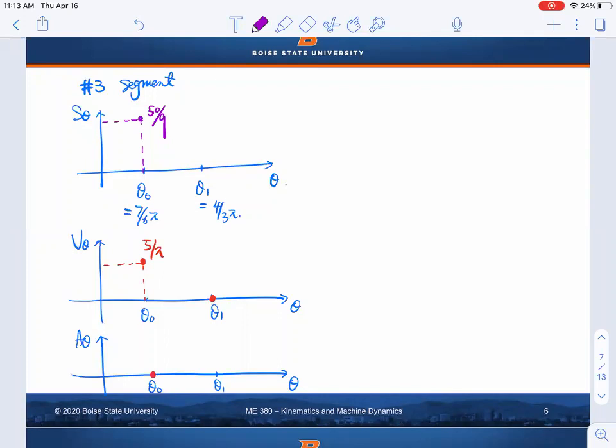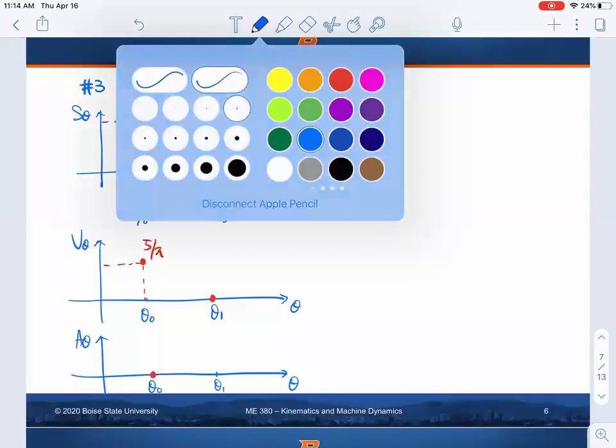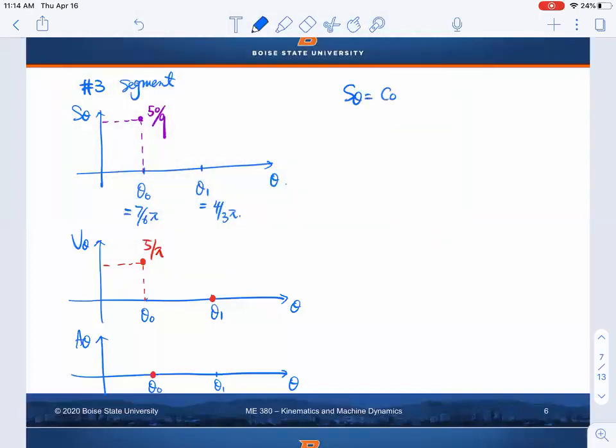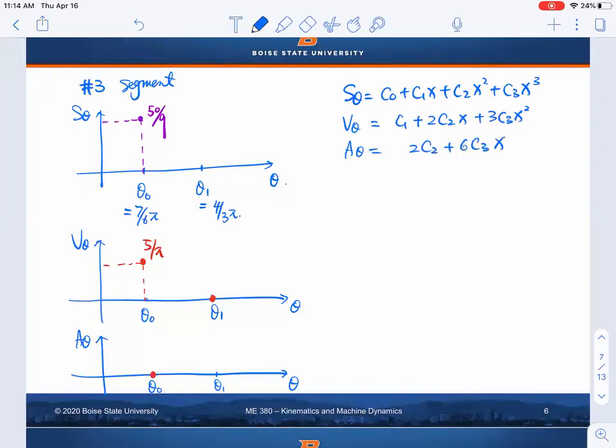So let's count how many boundary conditions we have: 1, 2, 3, and 4. If it's 4, then we can assume that your S theta is C0 plus C1x plus C2x squared plus C3x cubed. And then you can copy and paste to find all the other diagrams. So that's the polynomial you need to find. You have 4 unknowns there.